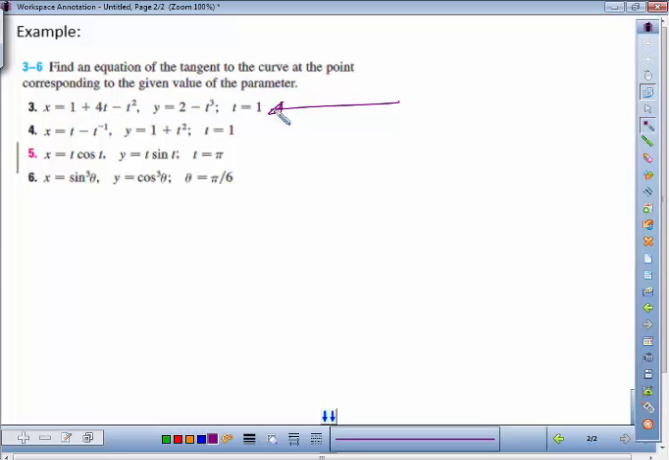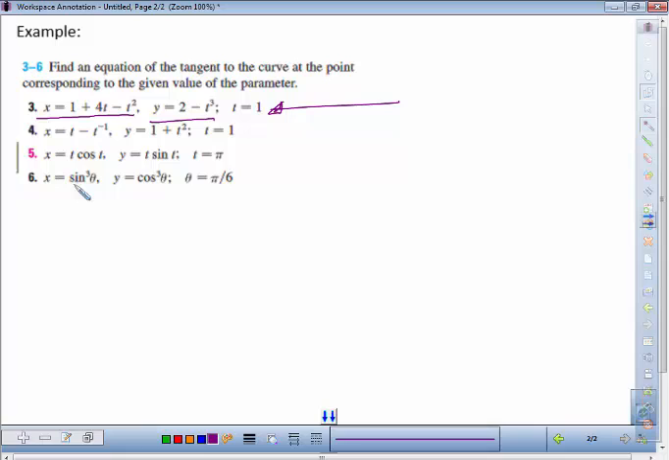We have parametric equations. X is equal to a quadratic, 1 plus 4t minus t squared, and y is a cubic function. Y is equal to 2 minus t cubed. It says find an equation of the tangent line to the curve at the point corresponding to the given parameters.